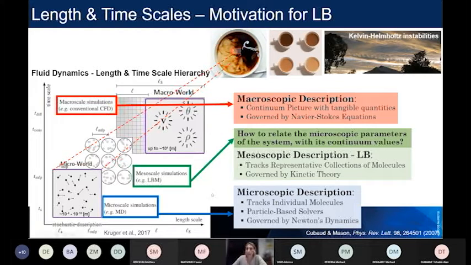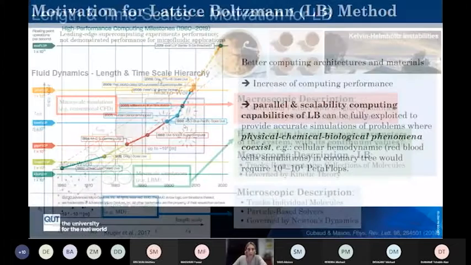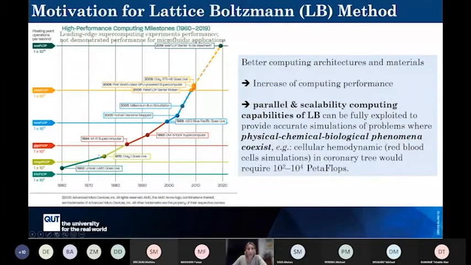And so that's basically the main motivation for the Lattice Boltzmann, having a bridge between the microscales and the macro scale. In addition to that, we know that the computational power is increasing. We've got better architectures, better materials. We can really do much more in terms of computing and scalability, and that's one of the capabilities of Lattice Boltzmann.